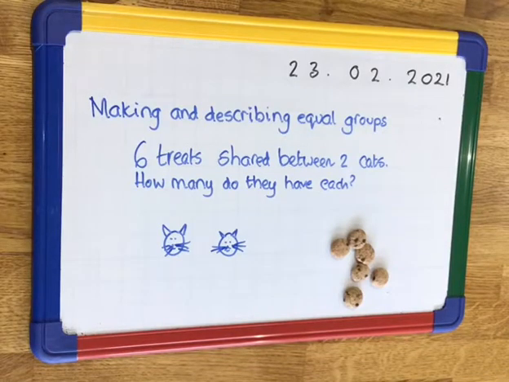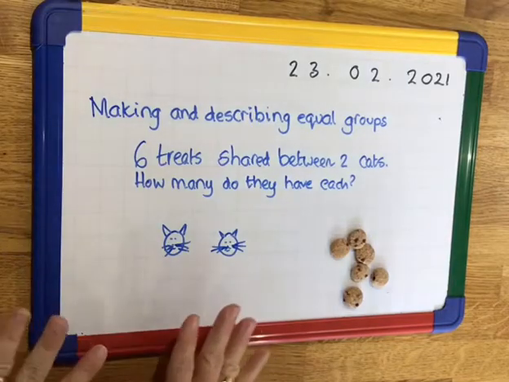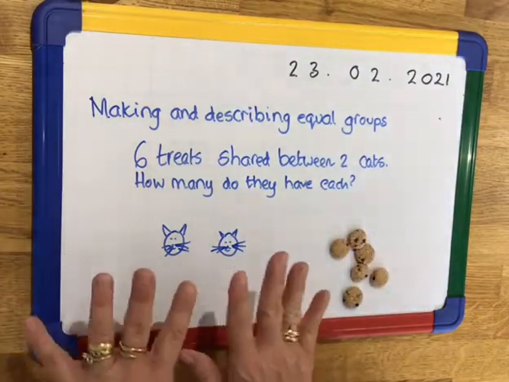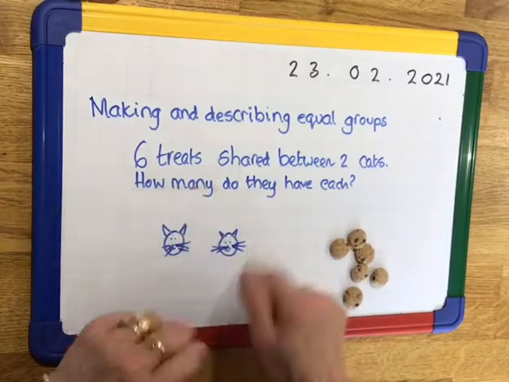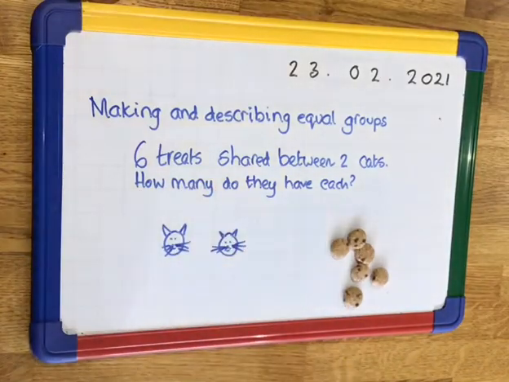Hello children. In our lesson today, we are going to make the first steps on a journey to learn about a different way of dividing. Yesterday we learnt all about division by sharing. Do you remember? Let's look at this example here. We had 6 treats shared between 2 cats. How many did they get each?